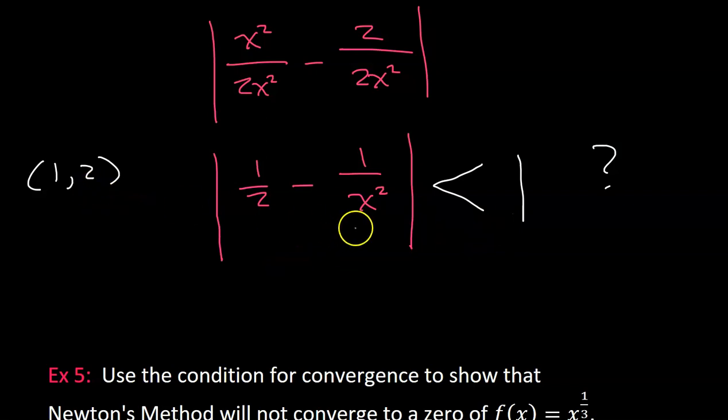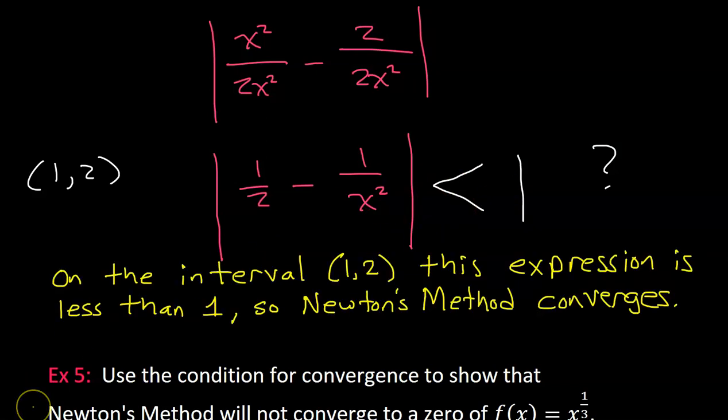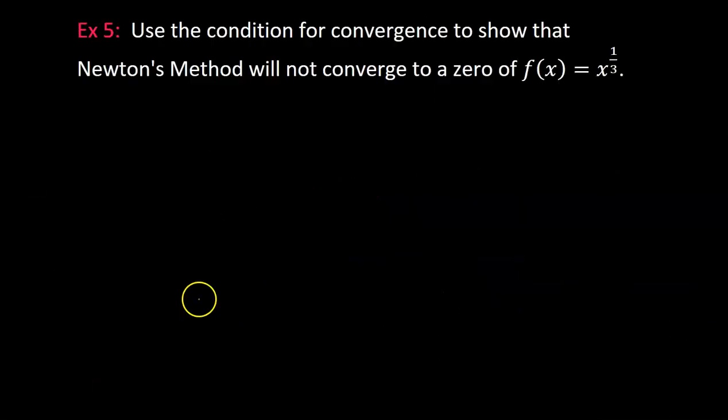Imagine if we substituted 2. Then this would be 4, so we'd have 1/4. 1/2 minus 1/4 is 1/4. That's also less than 1. So on the open interval from 1 to 2, this expression is less than 1. So Newton's method converges.